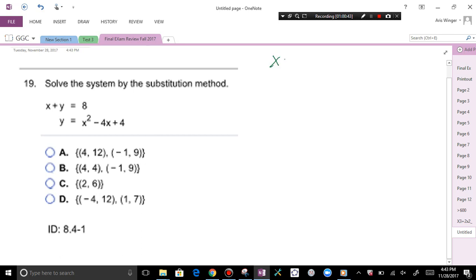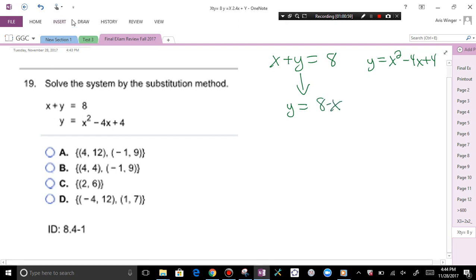We've got two equations, two unknowns, substitution method. x plus y is equal to 8, but we also know that y is equal to x squared minus 4x plus 4. From the first, we can say immediately that y is equal to 8 minus x. We'll then take that and plug it into the other one. Then this equation will involve only x, and we can solve for x.